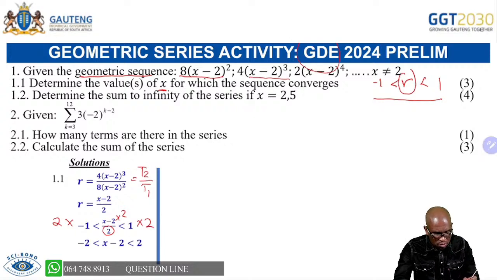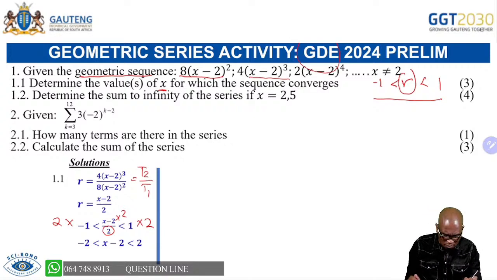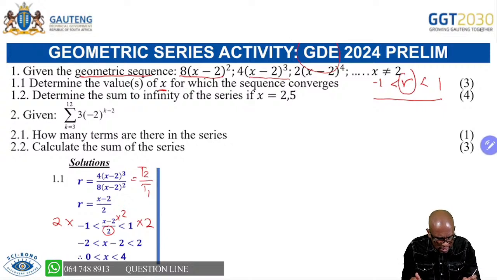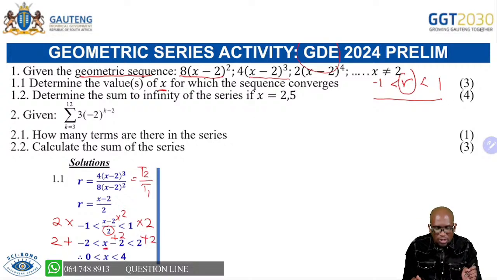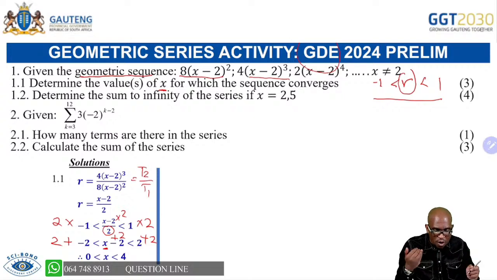So now in doing that, we get that x minus 2 is trapped between -2 and 2. And then simplifying that, we add 2 so that we isolate x. So in adding 2 across, we get that x is trapped between 0 and 4. So the value of x must be between 0 and 4 for this series to converge.